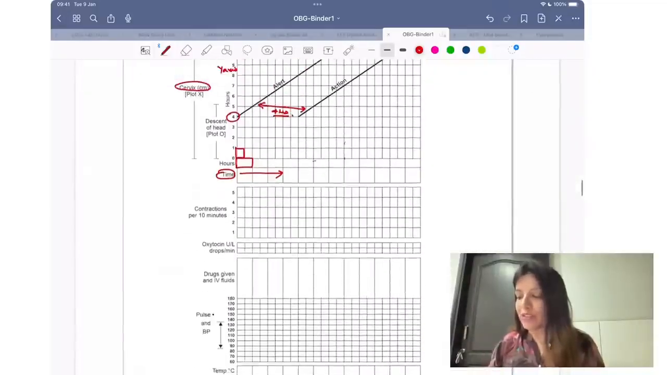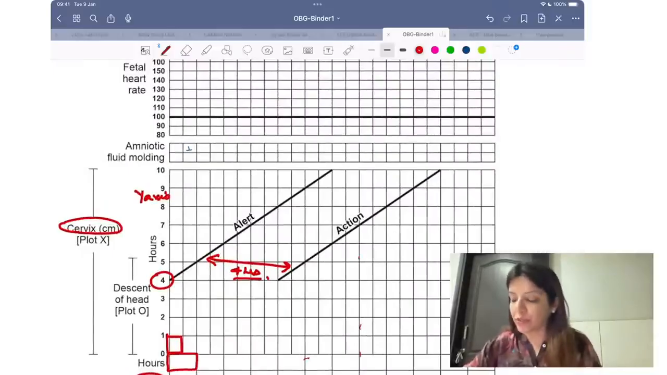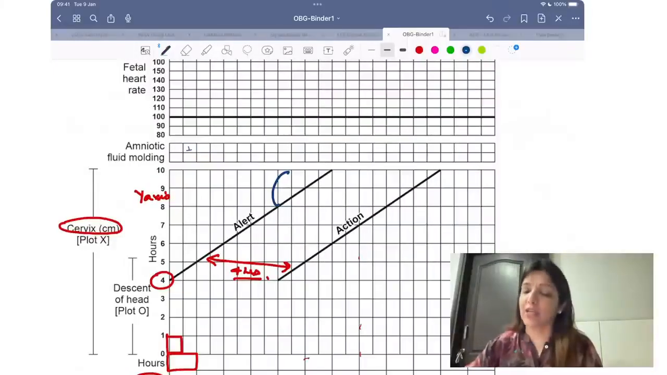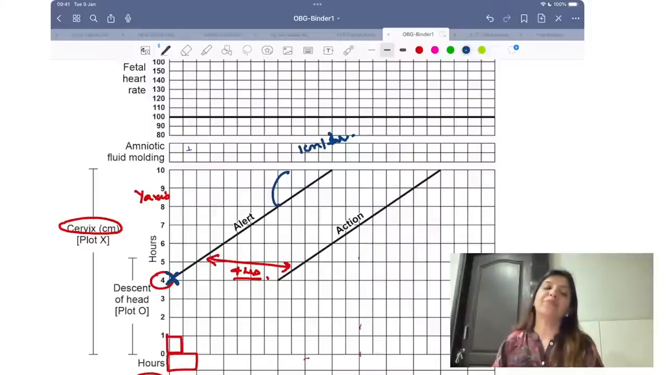Important point about this alert line and action line is, alert line is based on the principle that minimum dilatation in active phase should be 1 centimeter per hour. It is based on this principle. Whenever you have to do plotting on modified WHO partogram, plotting should begin on the alert line. Plotting should begin on the alert line.